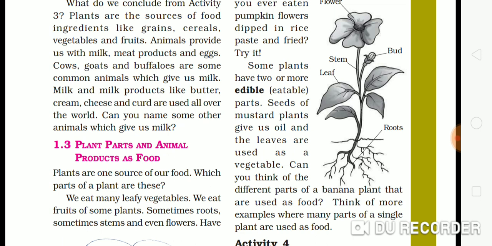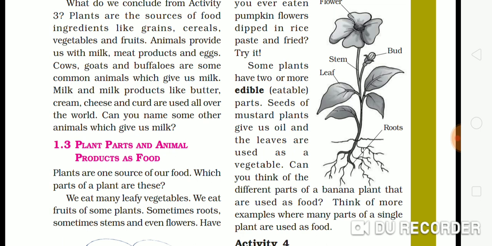The stem of certain plants is eaten. For example, the stem of the sugarcane plant is eaten, and it is also used to make sugar. The stem of the banana plant is cooked and eaten. You know this in different parts of India. Do you know that certain plants have an underground stem?